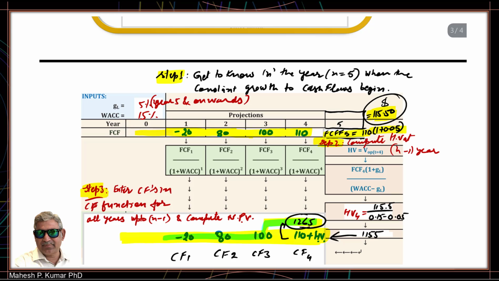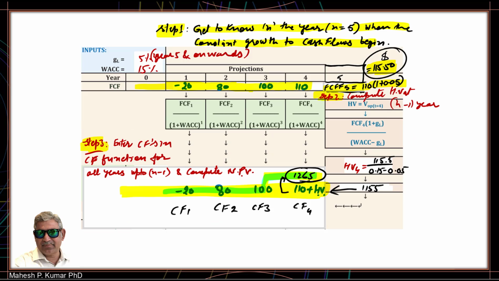Now, this is the first step. So the first step is to get to know the nth year, which is the 5th year, when the constant growth in cash flows begins. So first of all, we should understand which is that year when the constant growth starts. And in this scenario, constant growth starts in year 5. So we will calculate the cash flows for that year.